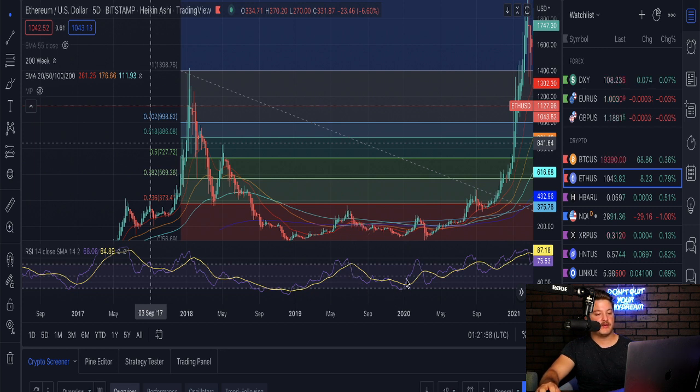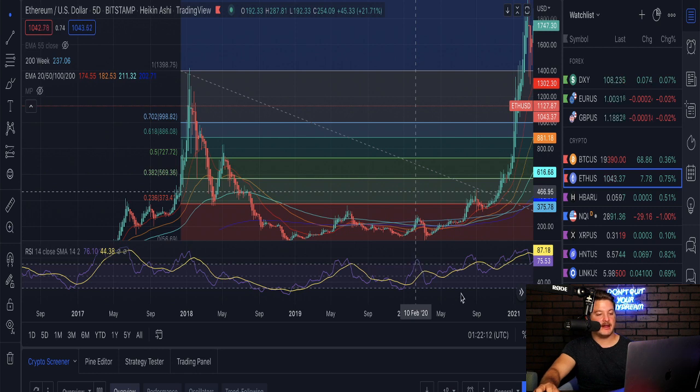See that? The purple line crosses the yellow line, and then boom, bullish. Right at the peak too. Like literally right at the peak. As soon as it peaks and starts heading down, get out.